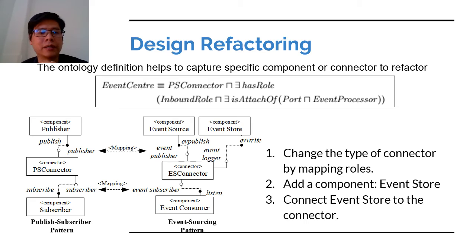So you can see that the ontology definition would look for a PS connector, which is a publish subscribe connector that processes the event in the system. And then the first step to refactor is to change the type of connector by mapping the role from publisher to event publisher, or subscriber to event subscriber. And then we add a component, which is an event store, that helps log every event that is coming in according to the event sourcing pattern. And then we connect them together.